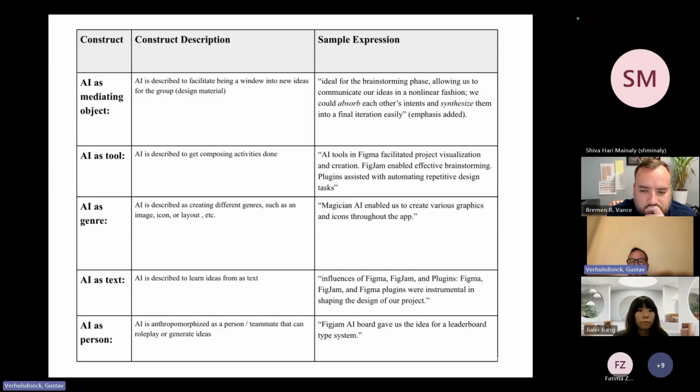And then lastly, of course, this is very interesting as well, where students anthropomorphized AI as a teammate, where they're saying, okay, yeah, this FigJam AI board gave us this idea, right, for a leaderboard type system, which we thought was very interesting as well.